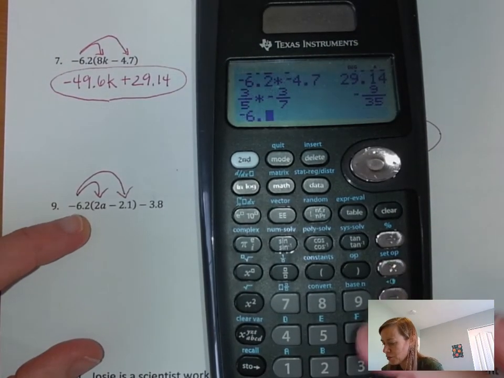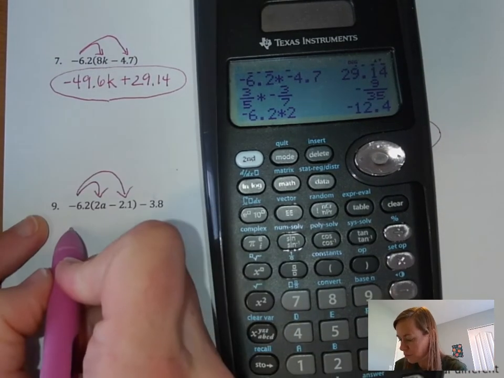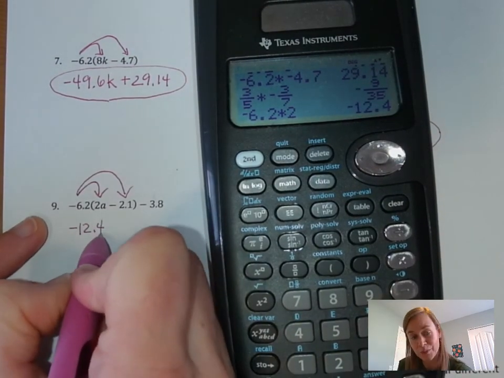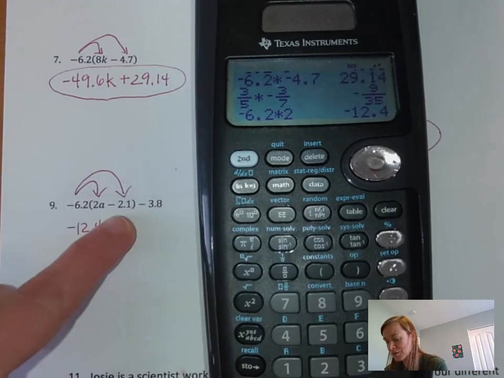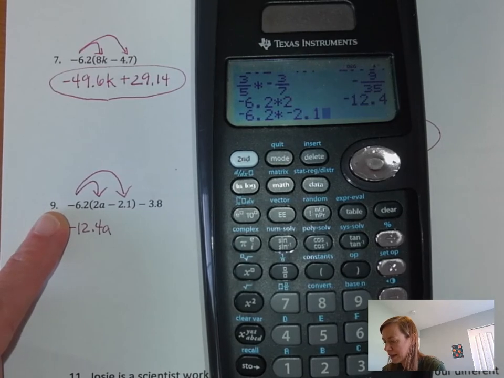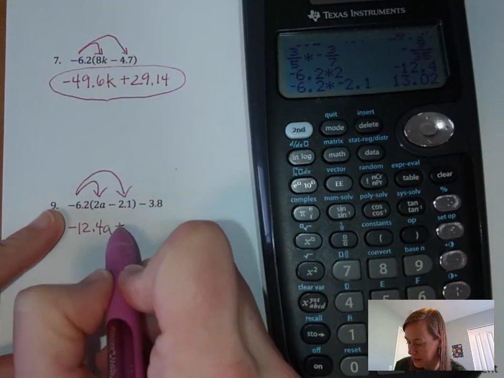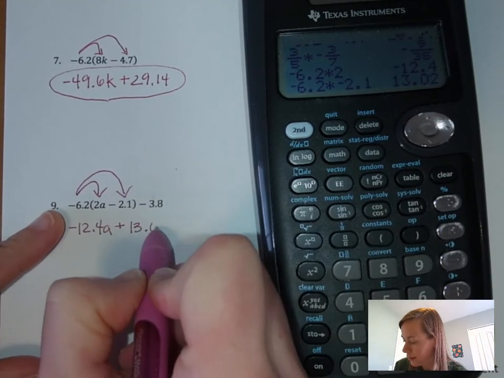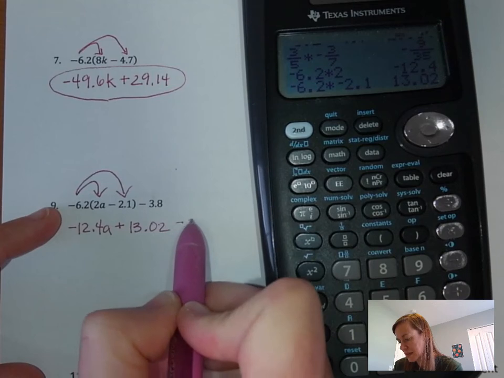Negative 6.2 times 2 is going to give us negative 12.4. And this time I'm going to remember to write my a. And now let's do negative 6.2 times negative 2.1, and that gives us 13.02. Notice the answer is positive, so I'm going to write a plus sign here, 13.02. And now this, we just bring it down, minus 3.8.